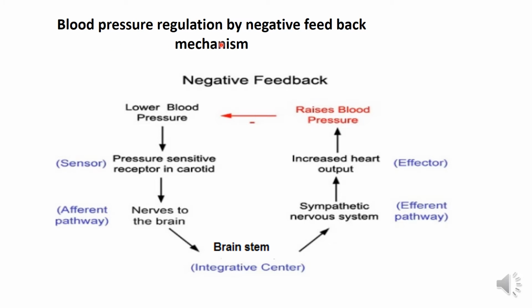This is another example for negative feedback mechanism, and this is about blood pressure regulation. So let us see this diagram. Suppose the blood pressure is decreased below normal level. This decrease in the blood pressure will be detected by certain receptor, sensor. And these receptors usually are called baroreceptors in the carotid artery.